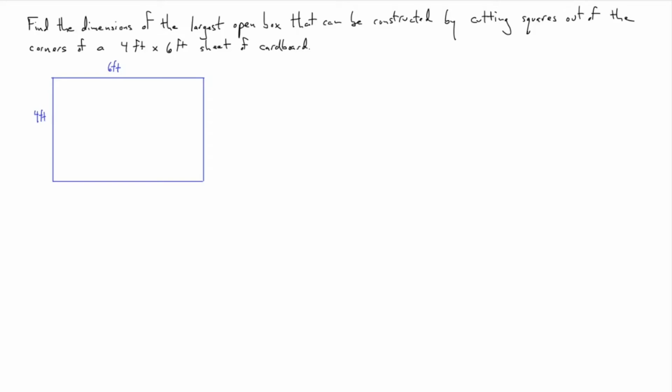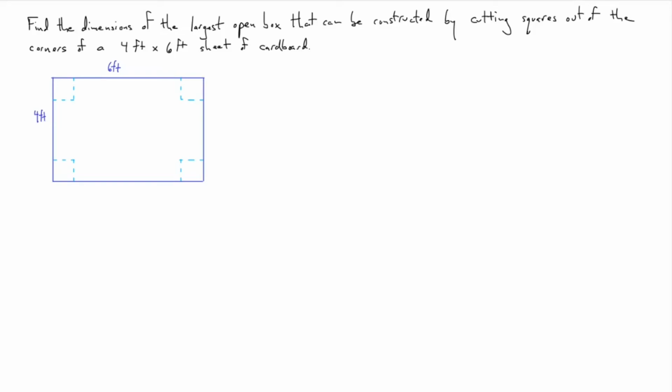Here we have our 4-foot by 6-foot sheet of cardboard. And if you imagine taking a pair of scissors and cutting out squares, equal squares from each of the 4 corners, then there are these flaps left over that you can fold up, and you end up with a box that has no top, an open box. Bottom, 4 sides, no top. So we've read the question carefully, and we have drawn a nice picture.